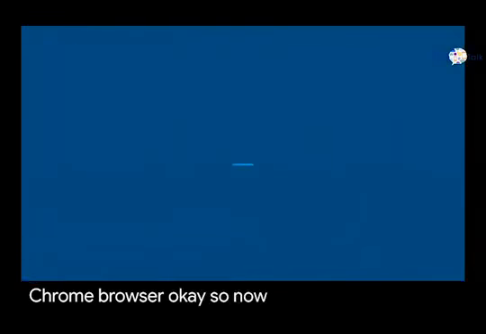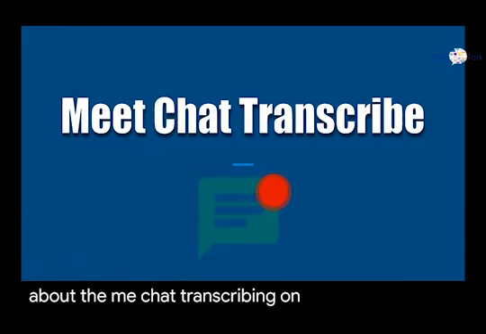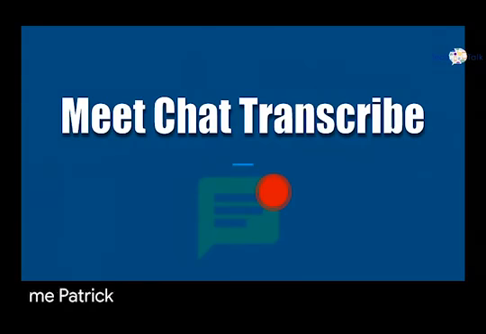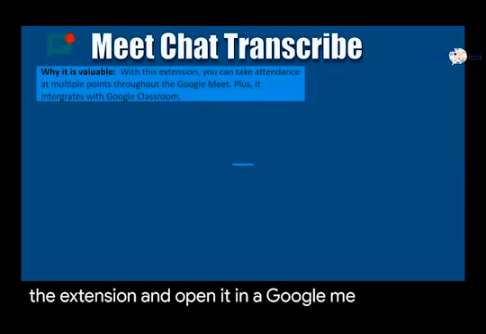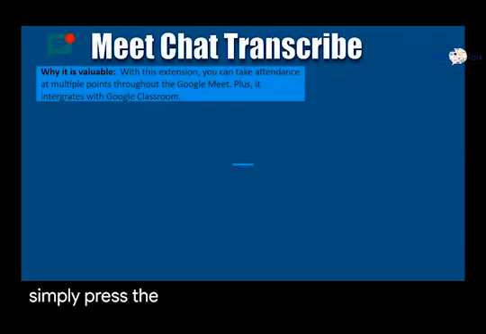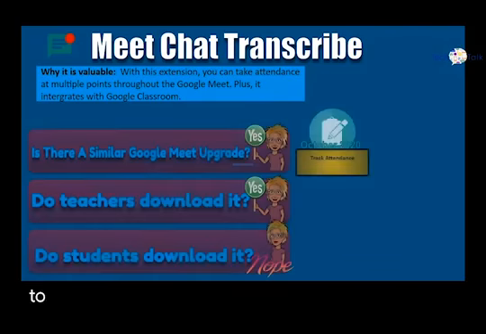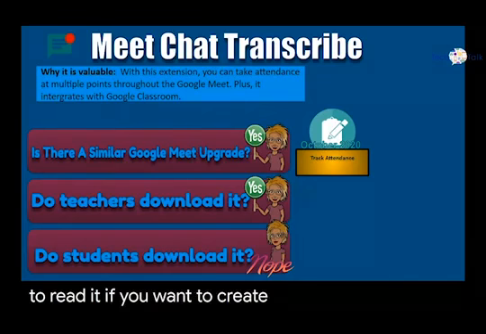Okay, so next we're going to talk about the Meet Chat transcribing extension called Meet Chat Transcribe. Meet Chat Transcribe is an extension that does something that Meet currently does when you record. It transcribes your Google Meet chats into a Google Doc. Once you download the extension and open it in a Google Meet, you simply press the extension and then it will ask if you want to transcribe it to a Google Doc that's already been created, or if you want to create a new one.